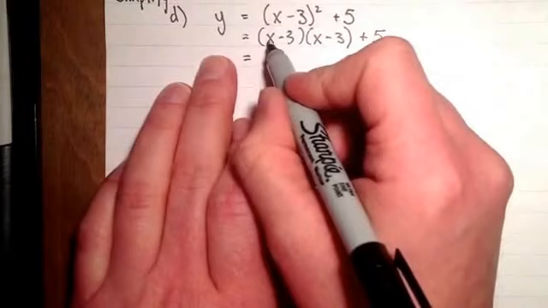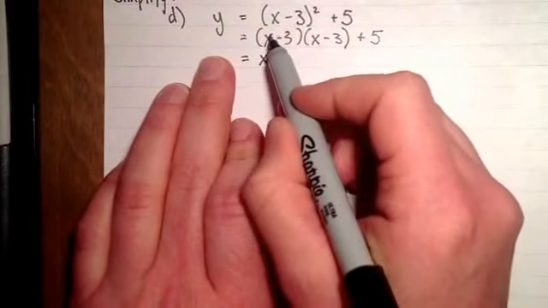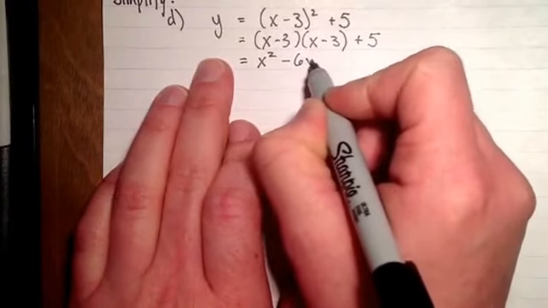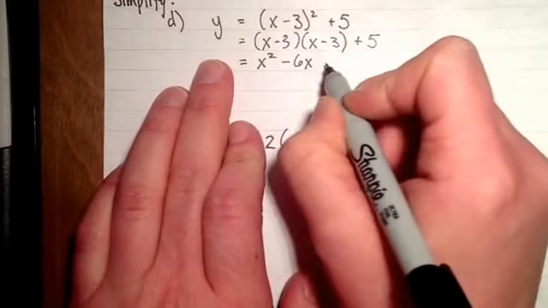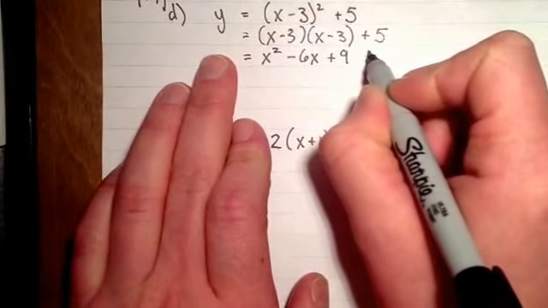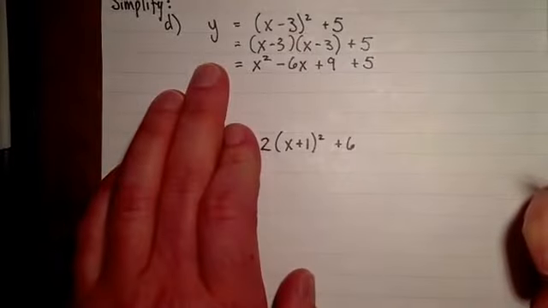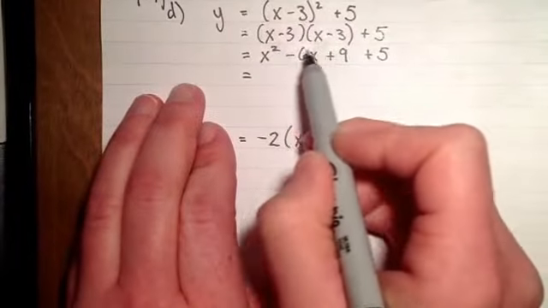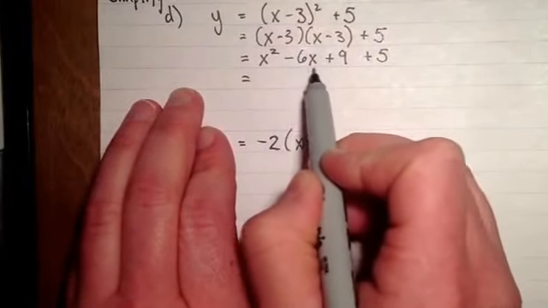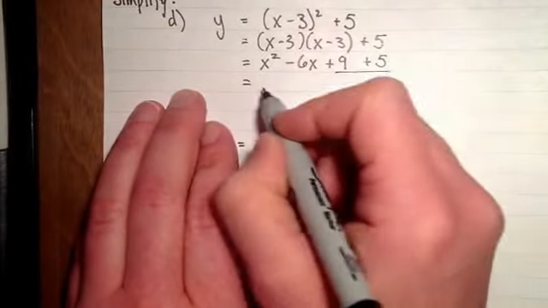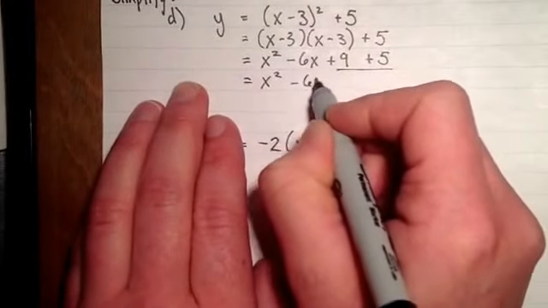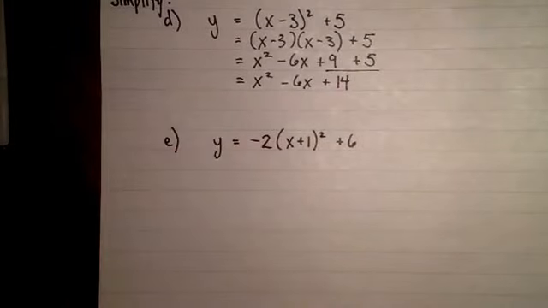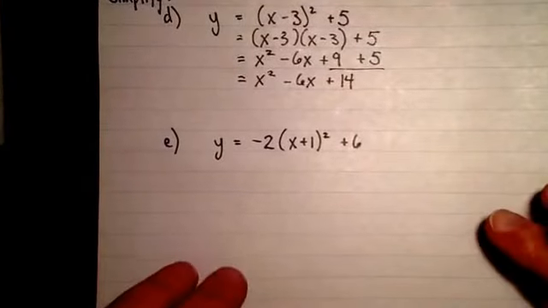Okay, and then we just multiply it like before, so we have x squared minus 3x minus another 3x. I'm going to do that one in my head, so that's minus 6x. And then negative 3 times negative 3 is plus 9. And then don't forget, sometimes people forget that plus 5 at the end. Then I've got like terms to collect. So x squared minus 6x plus 9 plus 5 is 14. And again, you can graph both of these. This should give you the same graph if I haven't made any mistakes.